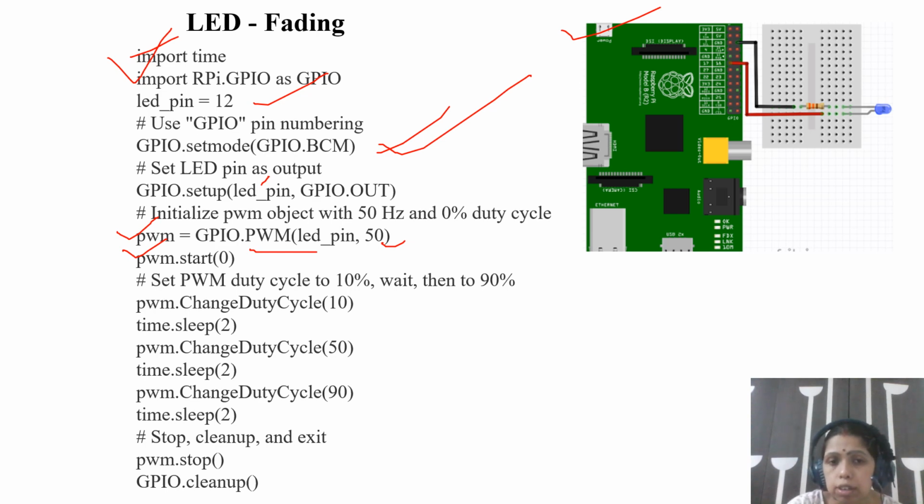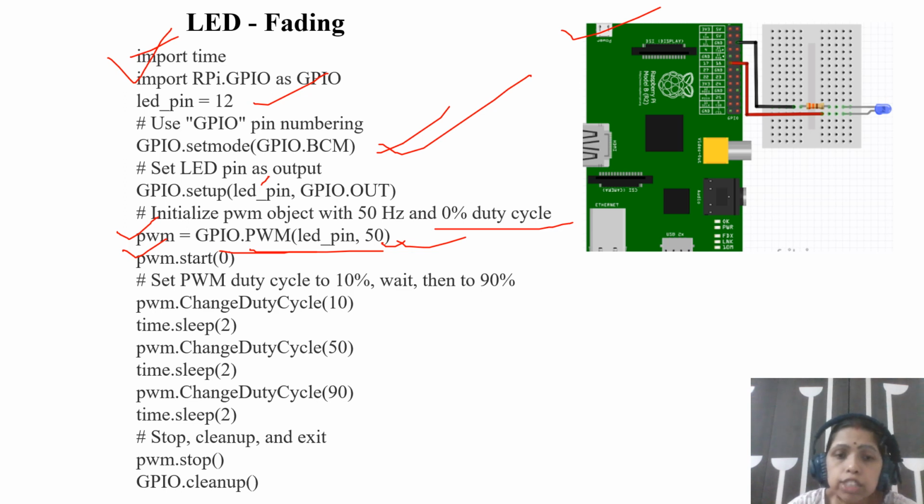PWM.start. Then I have to send values like 0.1, 0.5, 0.9. You are sending through this LED pin only, which you have configured in PWM mode. The entire thing is stored in the PWM variable, so you write PWM.ChangeDutyCycle. Initially I'm sending only zero value with 50 hertz, right? Zero duty cycle. Now the value will be 10% of the initial value.